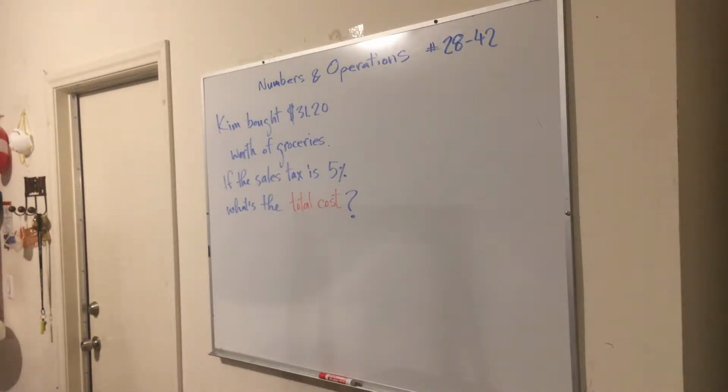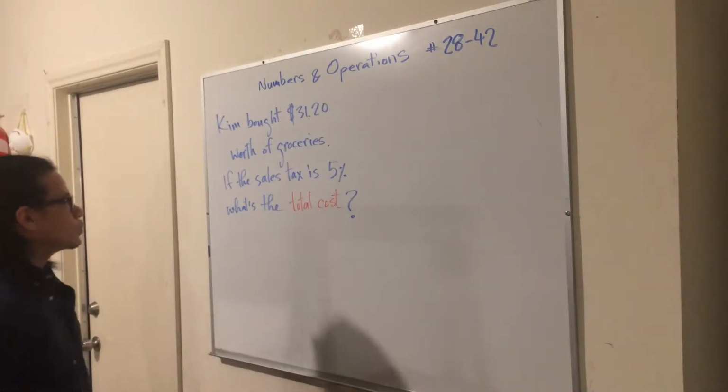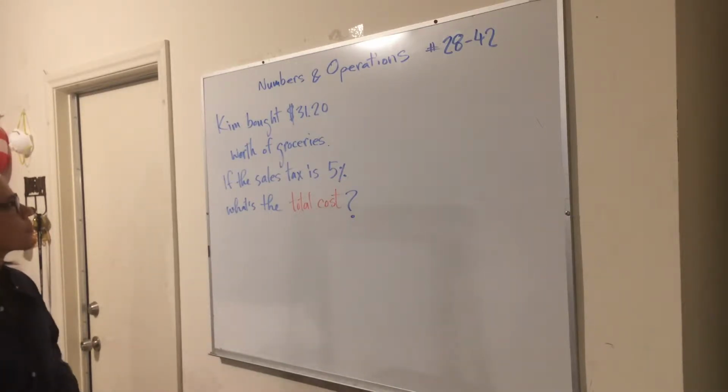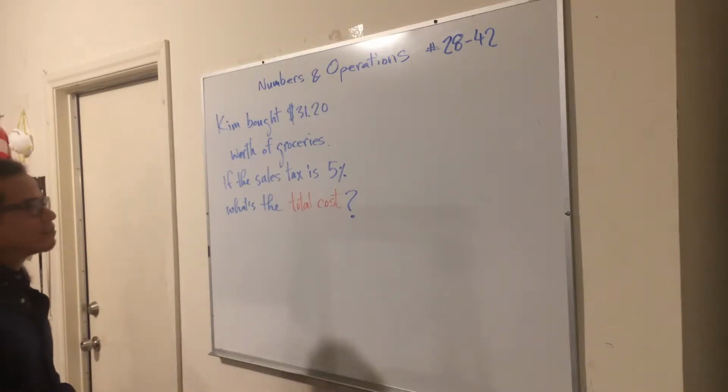So for this word problem, we're asked to find the total cost of grocery items. It goes: Kim bought $31.20 worth of groceries. If the sales tax is 5%, what's the total cost?